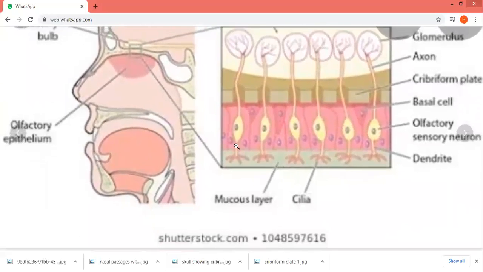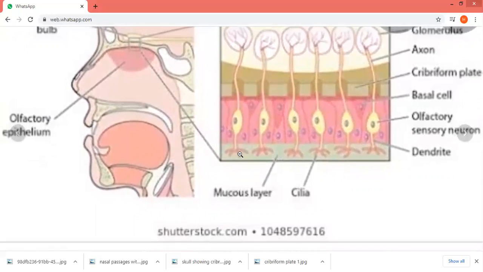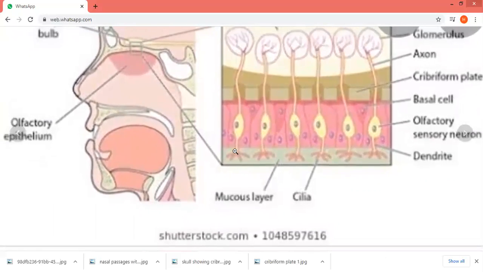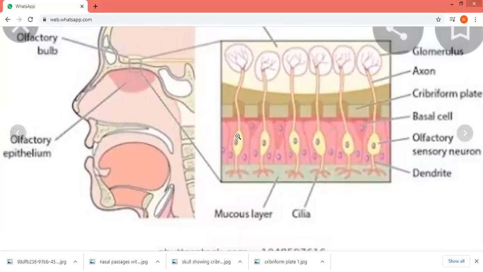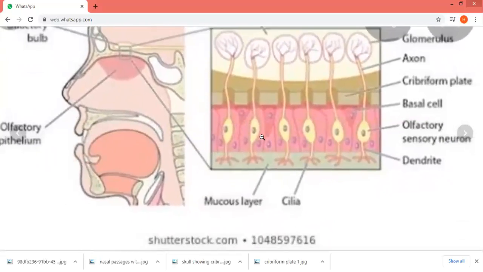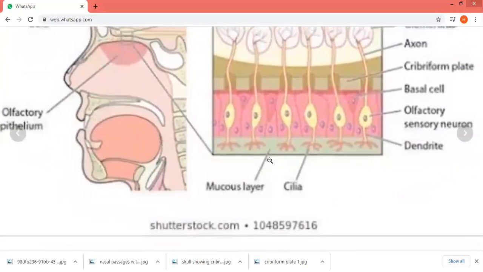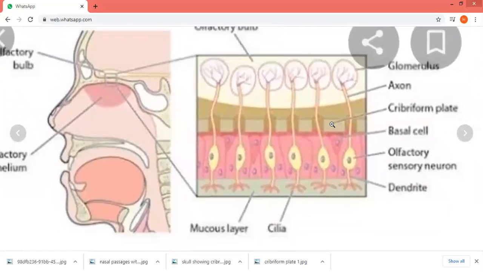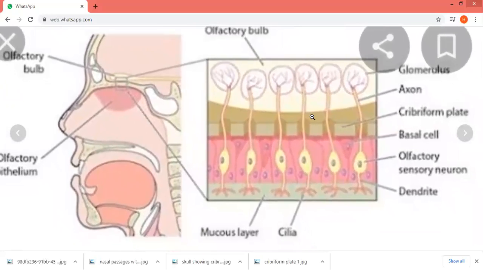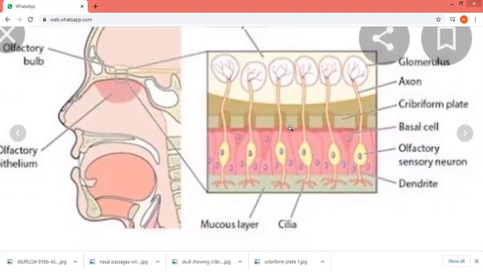Okay, then we have the lower part, that is the dendrites, which are attached to the olfactory epithelium. Then we have the olfactory sensory neuron. This is the epithelium at the base. These are the cells of the olfactory epithelium. It has the mucus layer, it has the cilia, dendrites, right? And this brown colored layer is called the cribriform plate.